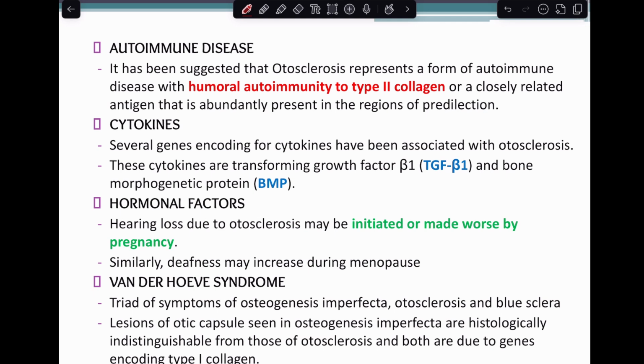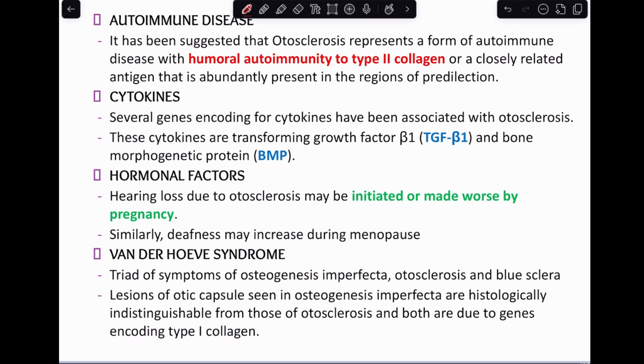Even some hormonal factors could also be associated with it, because it has been seen that hearing loss is sometimes initiated or made worse during the time of pregnancy, and deafness may sometimes increase during menopause. All of these point towards the fact that maybe there are some hormonal factors behind this disease.